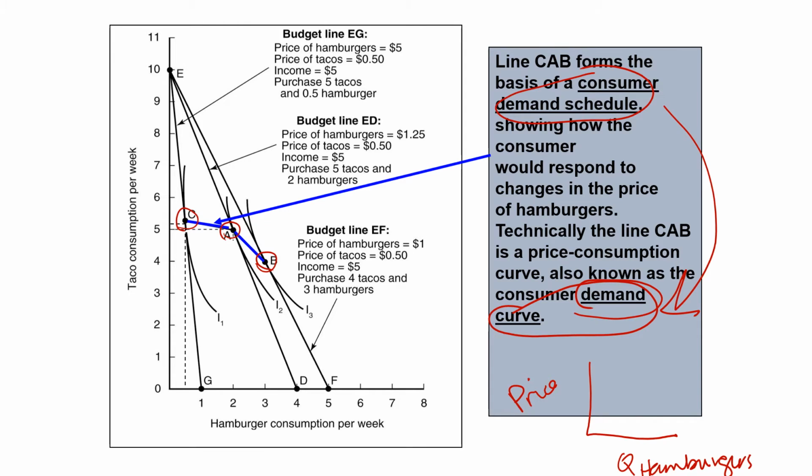this first point here is C. If the price is $5, because recall that at C the price was $5, then we demand only one burger. If the price is $1.25, so that's going to be down here, then we demand, what does that one fall? That one was at 2.